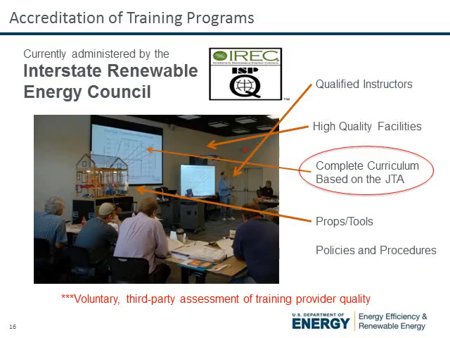But what does an accreditation actually look at? Well, if you look at this slide on the right-hand side, it breaks down the primary things they're looking at when they're looking at training. You'll see circled there is a complete curriculum based on the JTA. That is the core of the accreditation. That job task analysis feeds everything else that the accrediting body looks at.